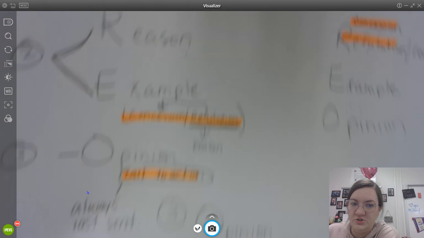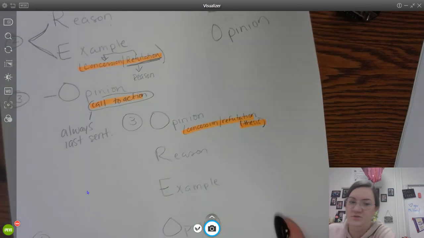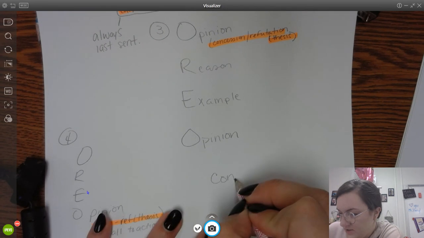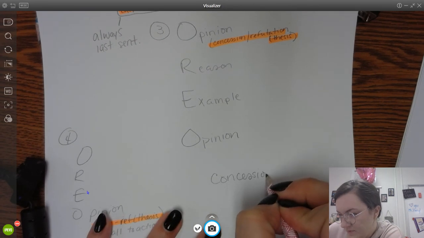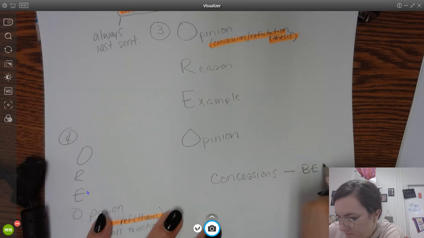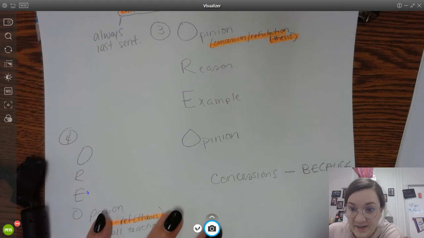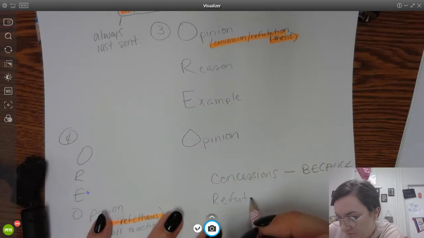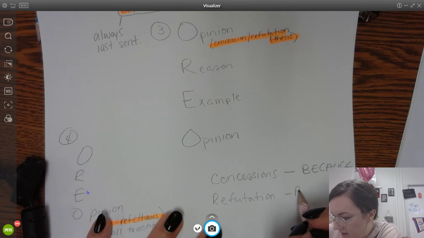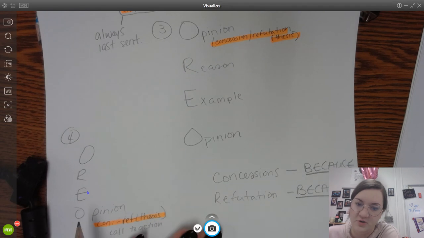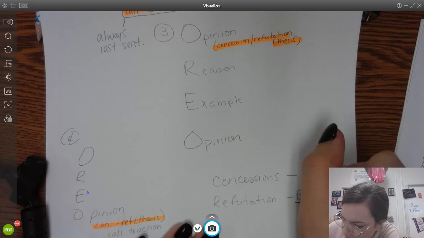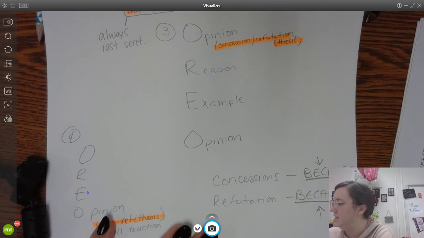One thing I want to make sure that you do with your concessions: always use the word because to explain why people believe this. And your refutation also always uses the word because: people believe this and here's why. It really just makes your argument stronger rather than just saying people believe this, now believe me. You have to make people get on your side, and the way you get people on your side is by telling them the because.